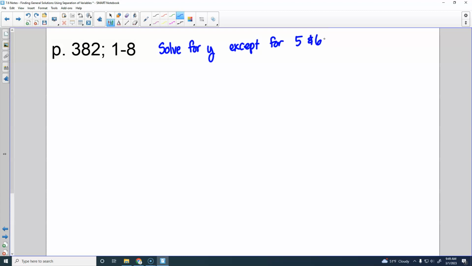So constants don't have to go on a specific side. What you can do on that one, to separate, dy over dx will equal y plus 3. You'll have to multiply by dx. So keep this whole thing together, y plus 3. So you can divide by y plus 3. So you'll get dy over y plus 3, and then you'll just have a dx over here.